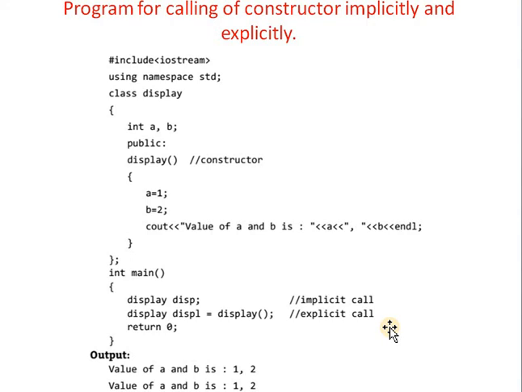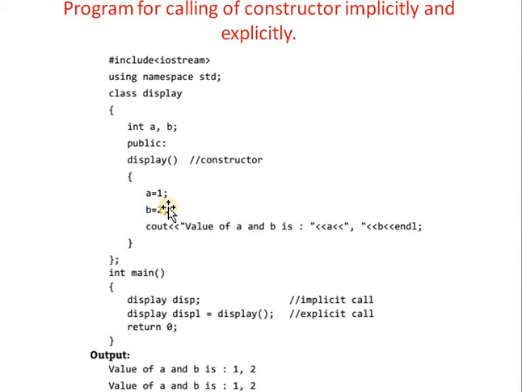Whenever you compile and execute this program, you will get the output as value of A and B are 1 and 2. First, it will display the values by using the implicit call, and second it will display the values by explicit calling. Both display the values 1 and 2, because A has the value 1 and B has the value 2.